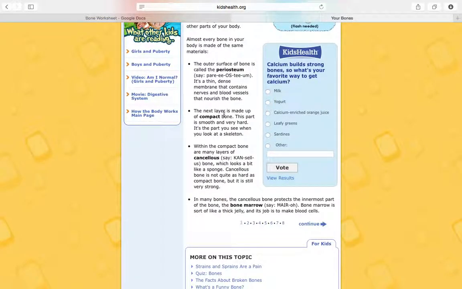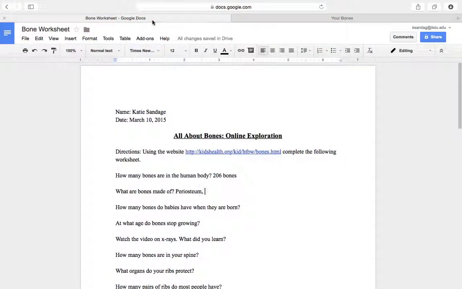The next layer is made up of compact bone. This part is smooth and very hard. It's the part you see when you look at a skeleton. So now I'm going to take compact bone and add it to my list.